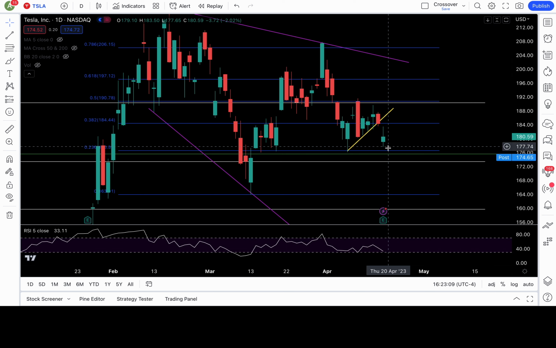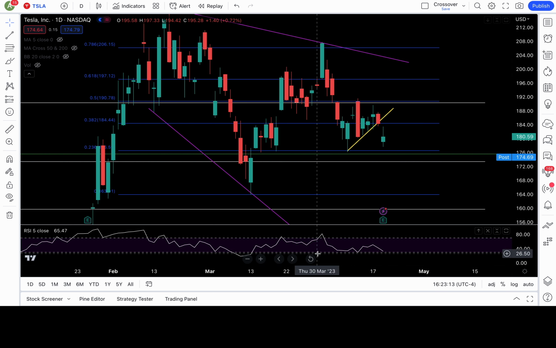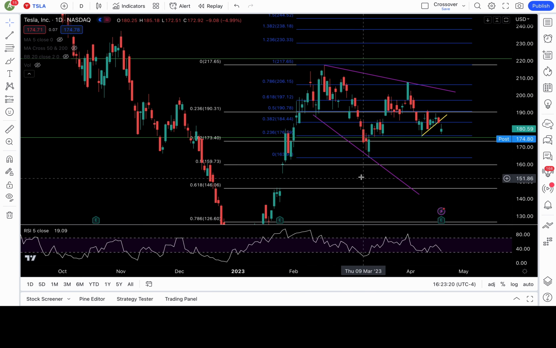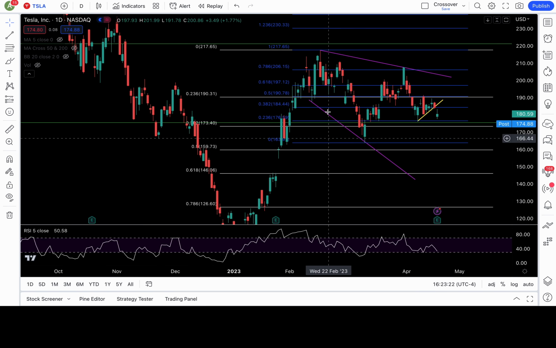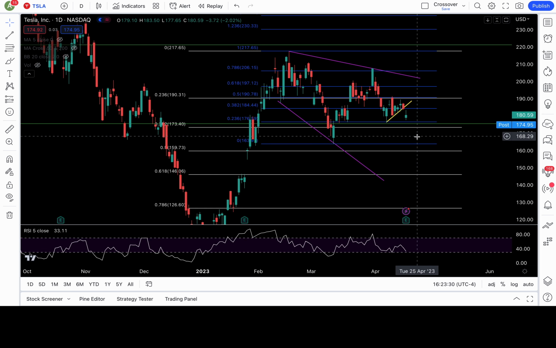All right, but yeah, next critical support I have for Tesla is at 173-ish. 173.4. That's the 38.2 fib level from January 2023 low to February high. Okay, so that's 173.4. If it breaks that down, guys, that will be very bearish. All right, 170, 168, and 164-ish would be in play.